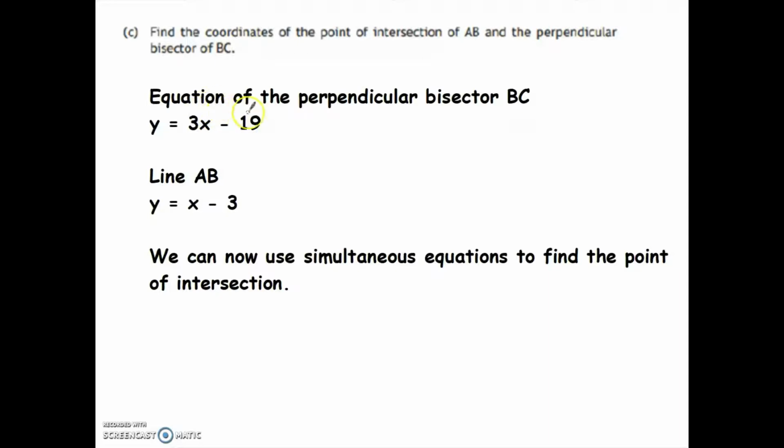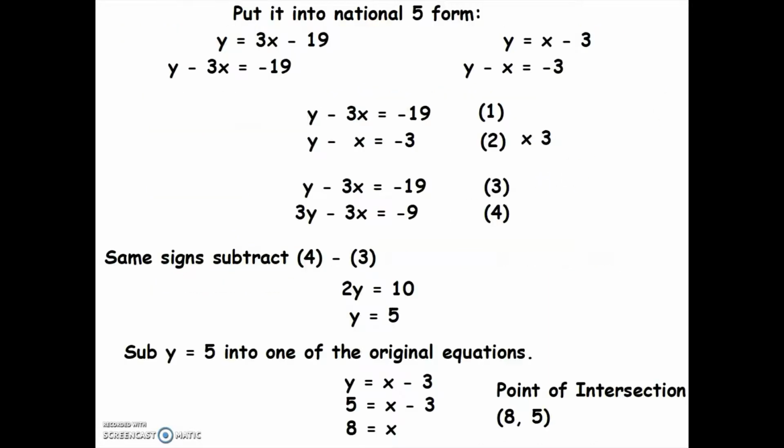So, we've been given the equation of the perpendicular bisector BC, y equals 3x subtract 19, and the line AB is y equals x subtract 3. Now we're going to use our simultaneous equations to find the point of intersection. So what I'm going to do is put it into a familiar form from National 5 involving elimination. So I start off with y equals 3x subtract 19, and what I want to do is get my letters to one side and my numbers to the other side.